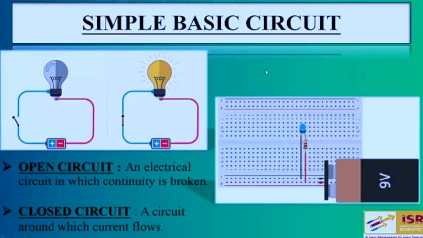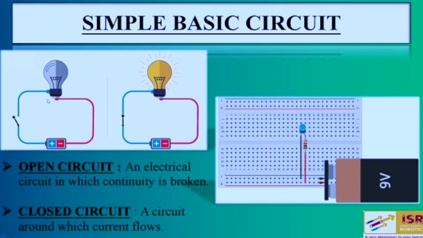Now coming to the simple basic circuit, as I told you that we will learn how we can make a simple basic circuit. So in that circuit, we are going to use a simple LED, resistor, battery, and connecting wires. We have actually two types of circuits. First one is open circuit, second is closed circuit.